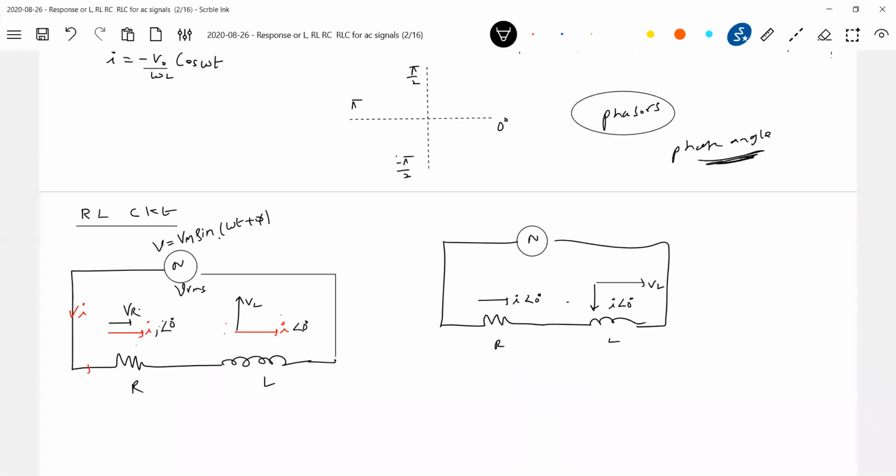Now look at this. Is this circuit correct? It's wrong. The reason is that R and L are in series. They should have the same magnitude and phase angle. So this circuit is wrong. You have to be very careful about this particular thing. So this should be the correct one.